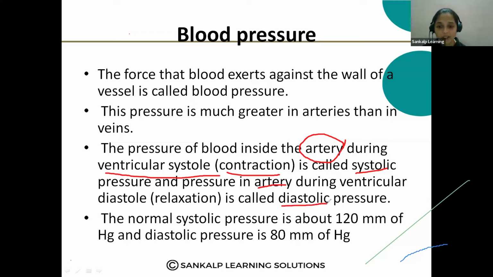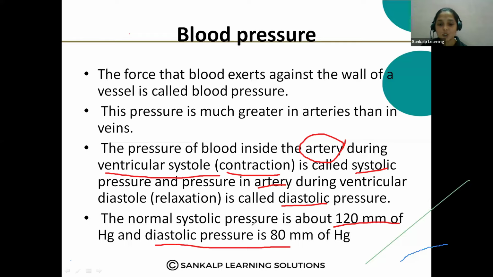So when the ventricles contract, the blood moves in the arteries. This is the systolic pressure. When the ventricles relax, the artery carrying the blood also relaxes. That is the ventricular diastole. Normal systolic pressure is 120 mmHg. Hg means mercury, the unit for measuring blood pressure. 120 mmHg, and diastolic pressure is 80 mmHg. So normal blood pressure is 120 over 80. That is the normal blood pressure of a human being.